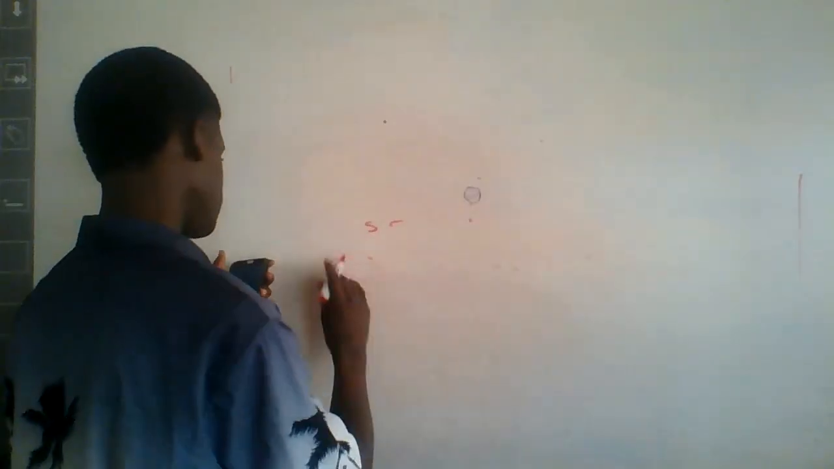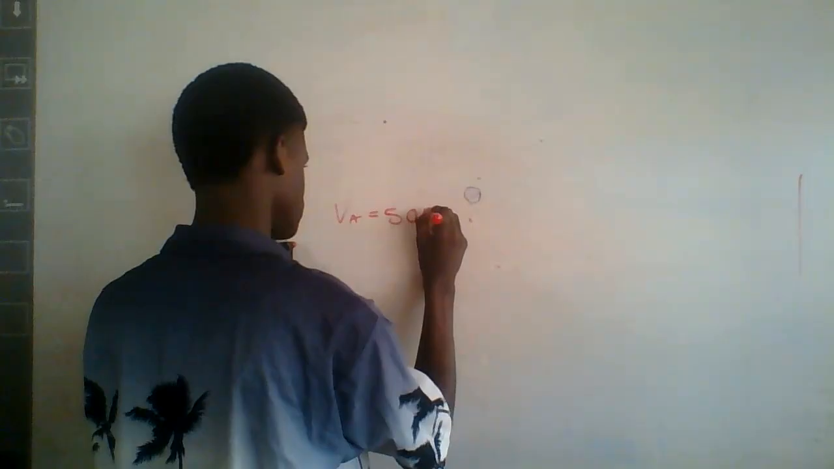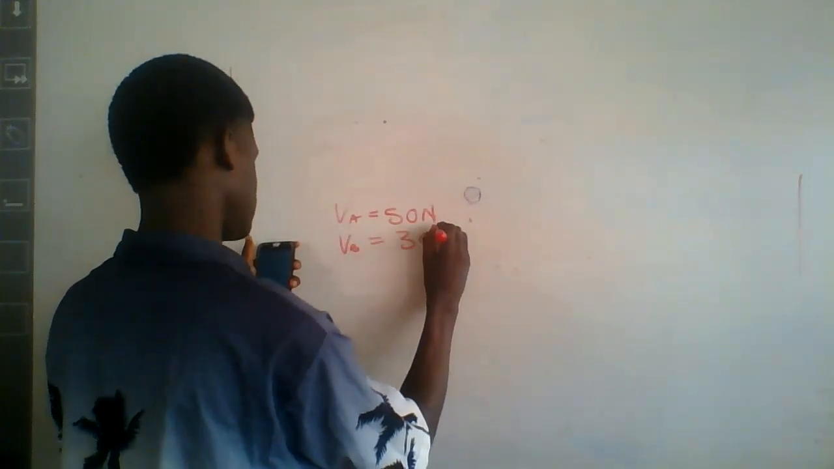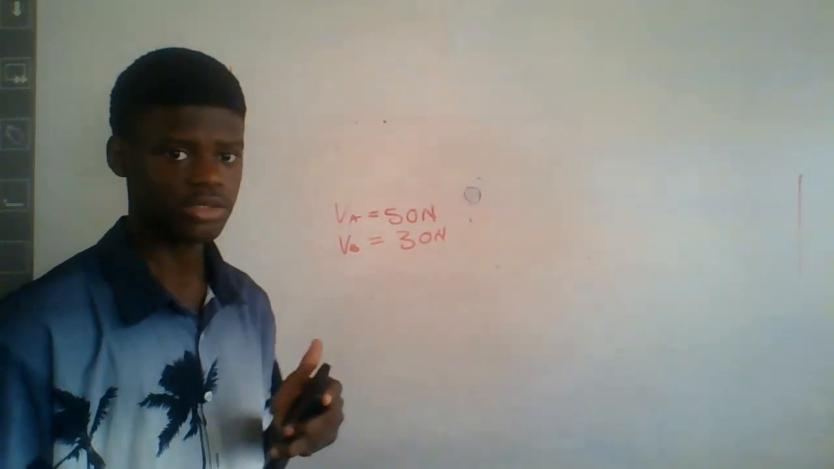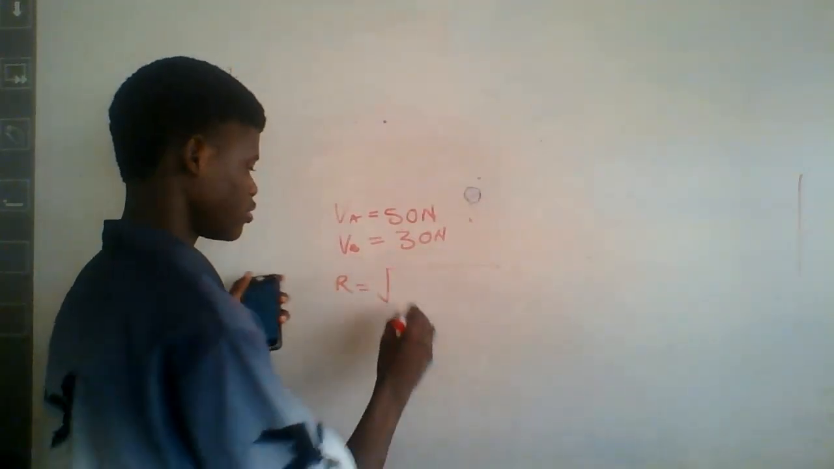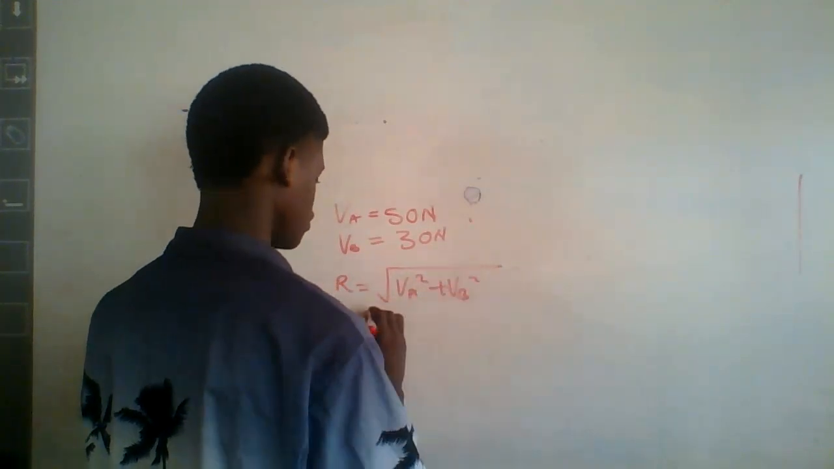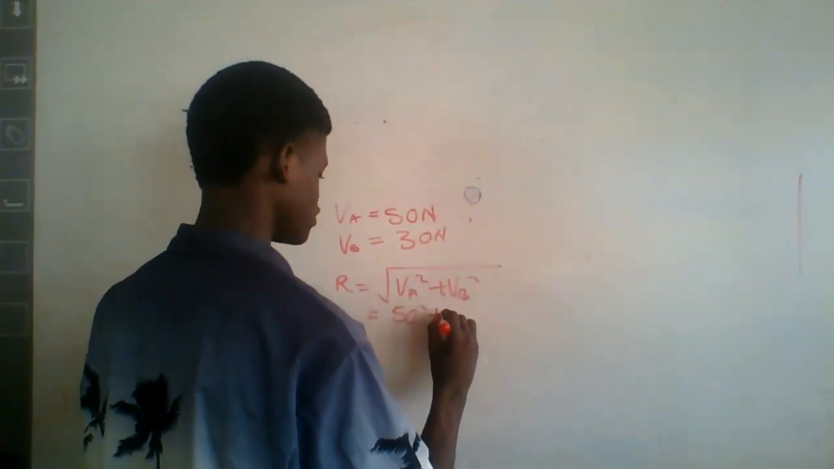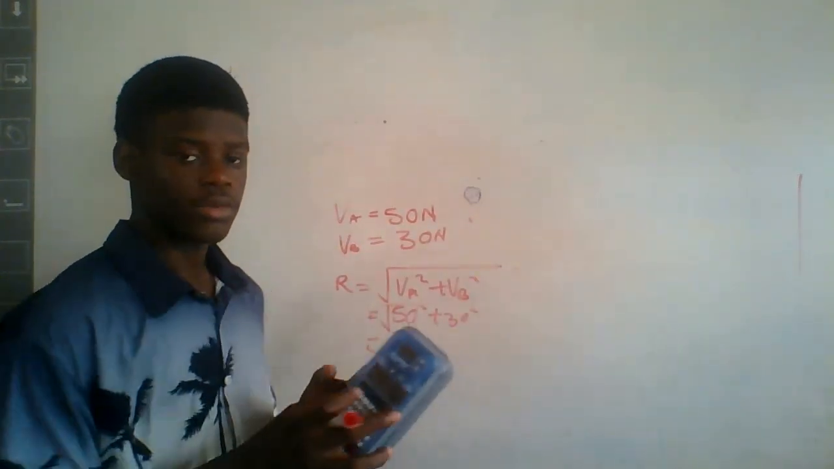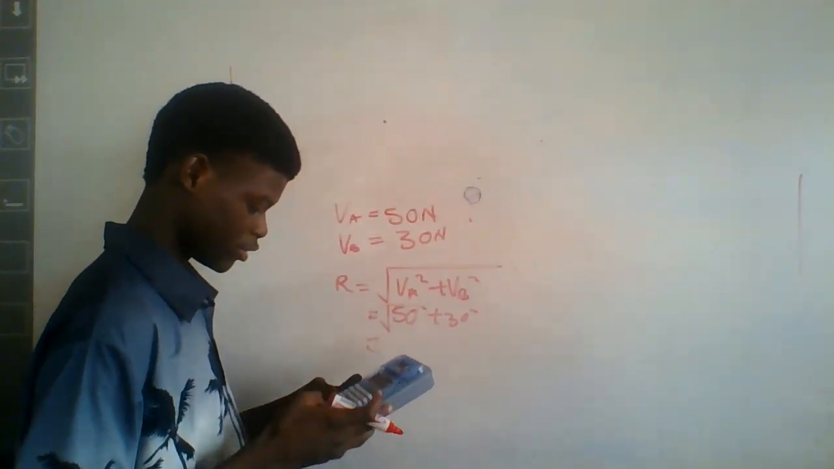Question 18. Say vector A is 15 Newton and vector B is 30 Newton, find the resultant. Resultant is just using the Pythagoras theorem. A squared plus B squared. And that's 50 squared plus 30 squared, all square rooted. We do that on my calculator. 50 squared plus 30 squared, all square rooted.